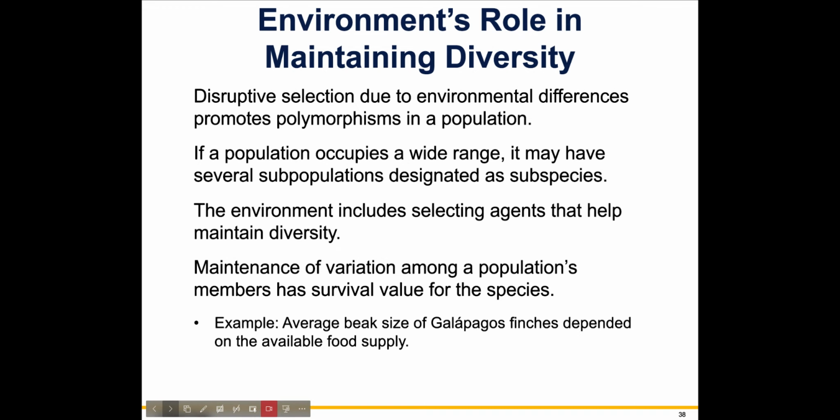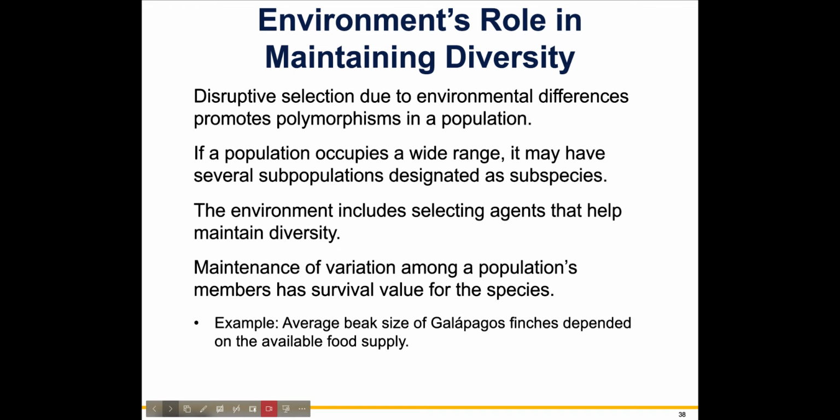So the environment includes these selecting factors that really do keep that diversity. A great example of how this works, because just knowing the words is okay, but I think understanding what we mean is more important. We've got Galapagos finches.